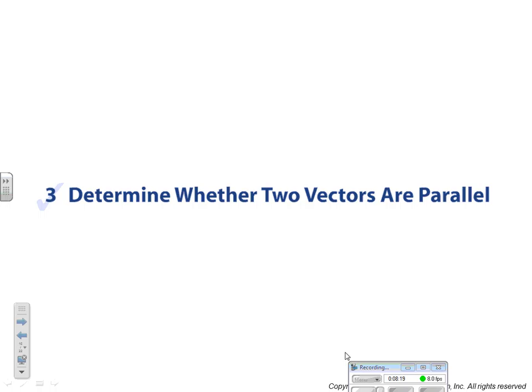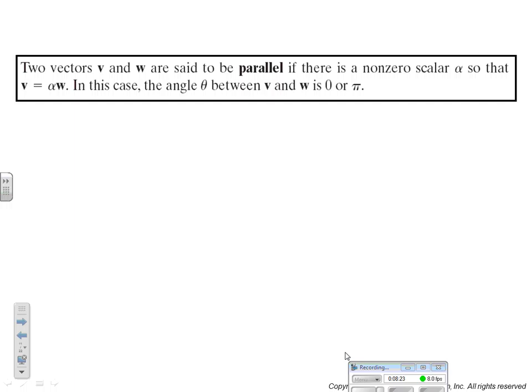Okay, figuring out if two vectors are parallel. Two vectors, v and w, are parallel if there is a non-zero scalar, alpha, so that v equals alpha times w. In this case, the angle theta between v and w is 0 or pi. So if they're parallel, then the angle is going to be 0 or pi.